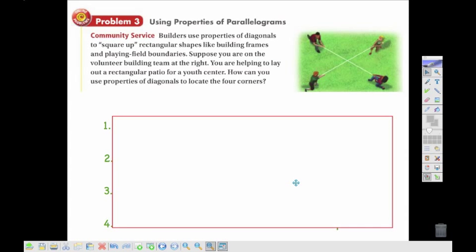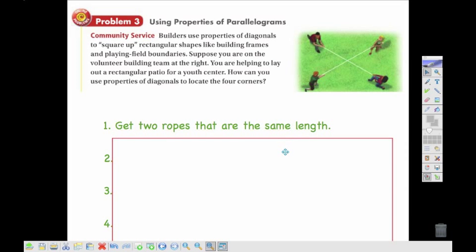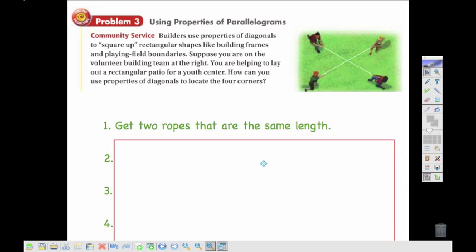In this problem, what we're asked to do is create a rectangle using 2 ropes. Now, the first thing we're going to do, they're asking how we can guarantee that it's a rectangle. One of the properties of a rectangle is that our diagonals are congruent. So we want to get 2 ropes that are the same length. Now, we also want this to be a parallelogram, so we need to make sure that those ropes are actually bisecting each other.